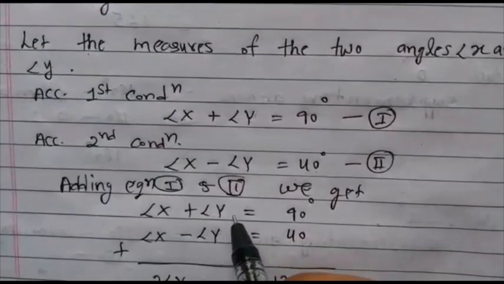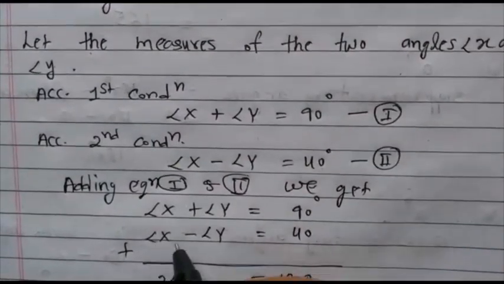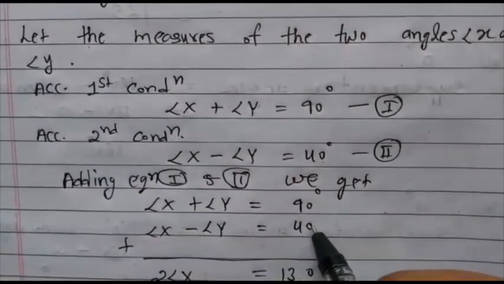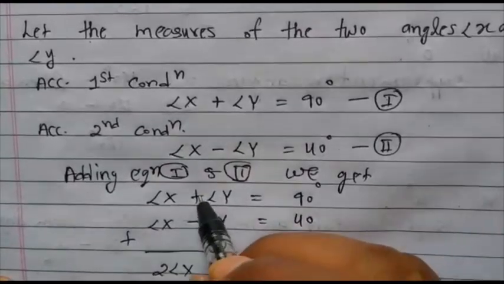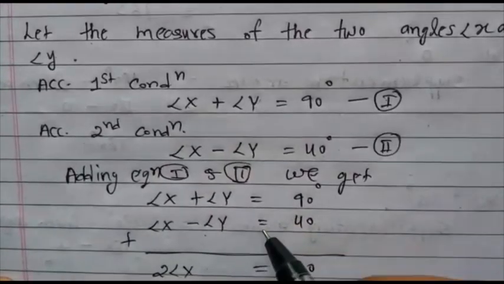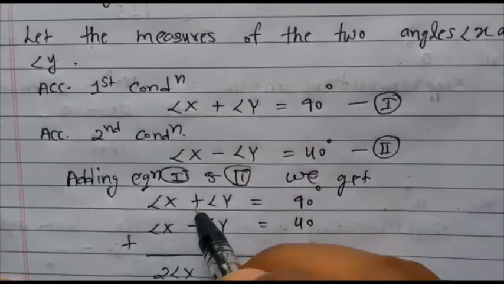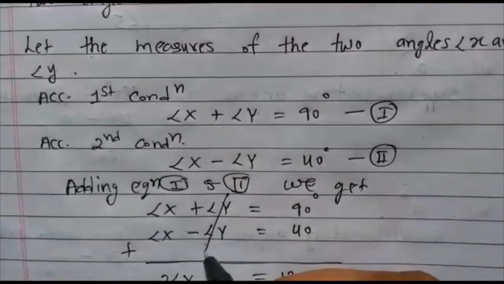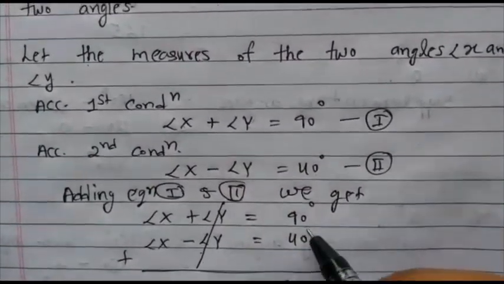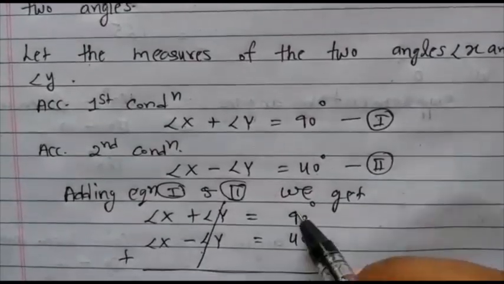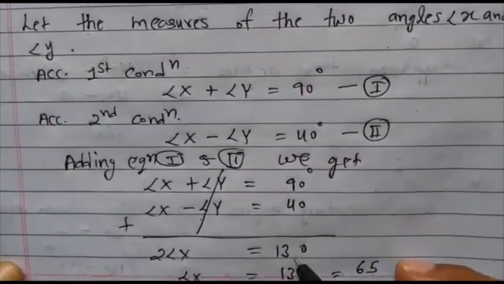Right, angle X plus angle Y is equal to 90 degrees. Angle X minus angle Y is equal to 40 degrees. Now here is a plus sign, here is a minus sign. So first of all, here is the opposite sign, so this one cancels out. Now add from here: 0, 0, 0, 9 plus 4 is 13, that is 130.